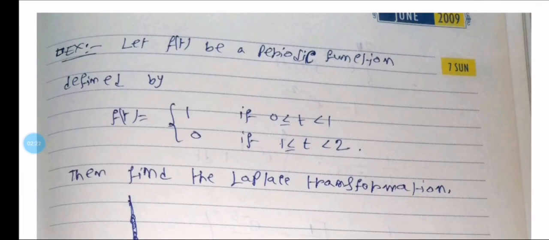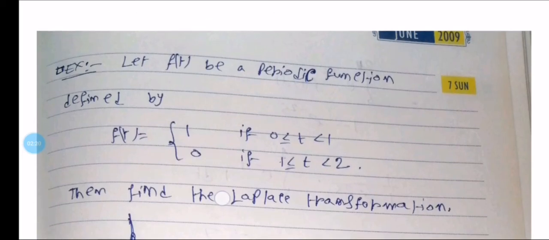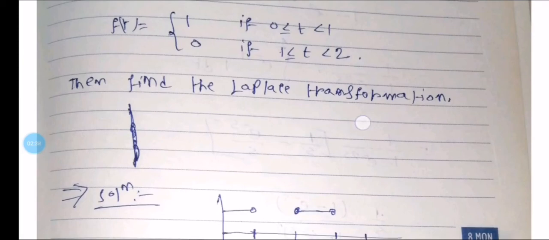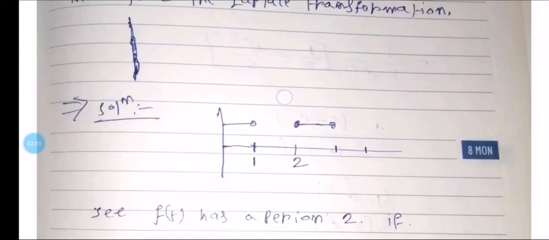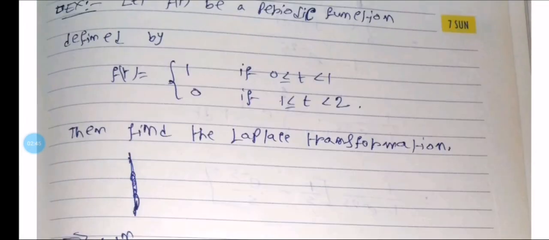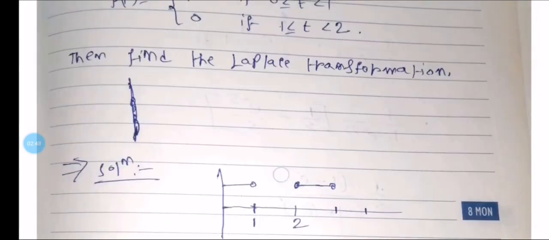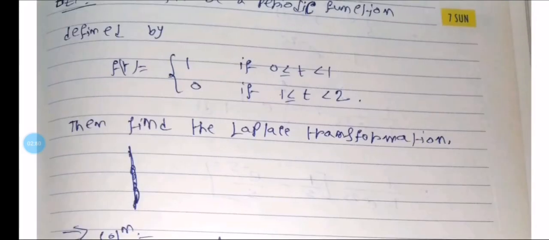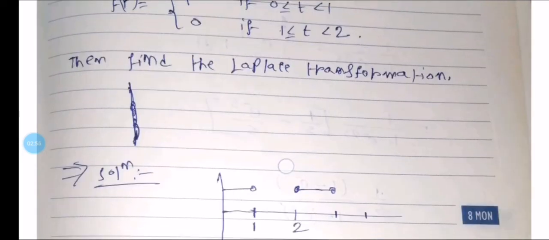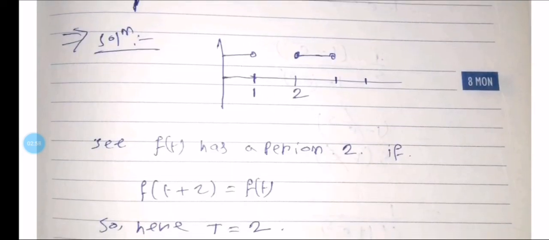Let's come to the example. Let f of t be a periodic function defined by f of t equals 1 if 0 less than or equal to t less than 1, and it is 0 if 1 less than or equal to t less than 2. Then find the Laplace transform of this periodic function. Let's draw a graphical picture. In 0 to 1 the value is 1, so it is like that, and in 1 to 2 the value is 0.